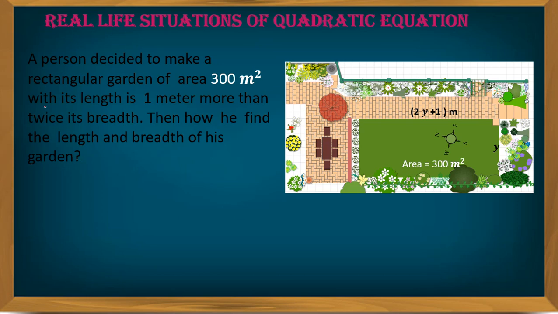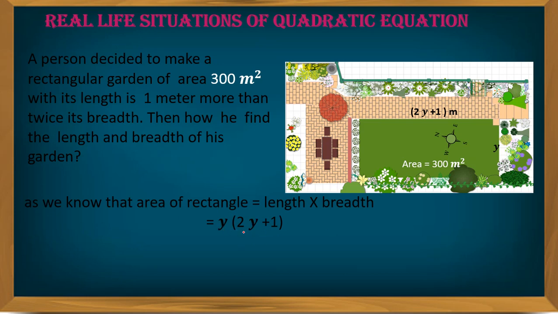By using the linear equation, we can form the equation here. As given, length is 1 meter more than twice its breadth. So we assume the breadth is any variable, let it be y meter. So its length becomes 2y plus 1 meter. As the area of the garden is given 300 meters square, and we know that the area of a rectangle is length into breadth, here we can say the area of this rectangular garden is y multiplied by 2y plus 1.